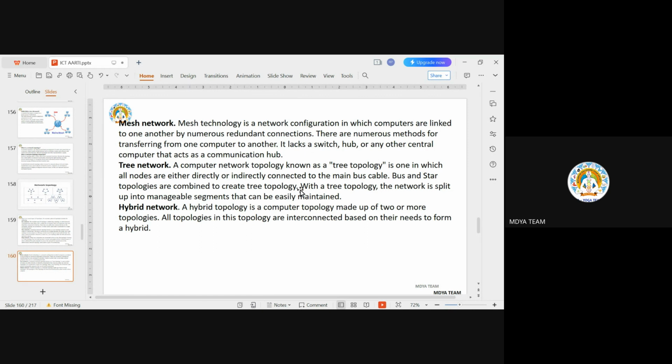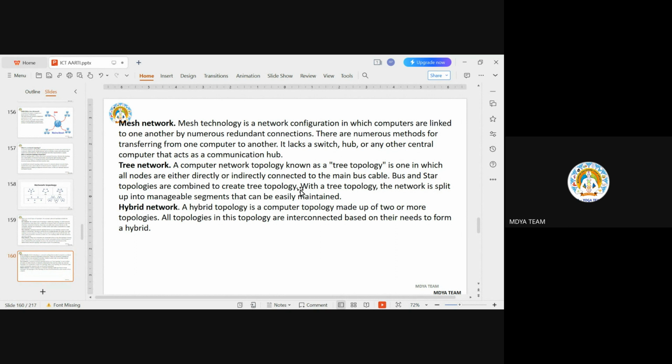Tree network. Tree network is the topology in which there is also one wire, like a bus network topology, but all PCs are connected in the form of star topology. As you read in the bus topology, only one PC is connected with the cable of the bus topology.